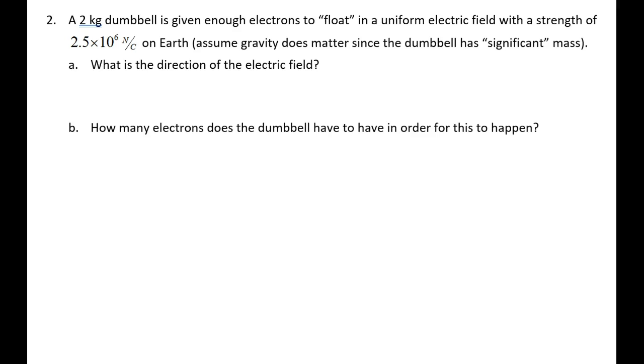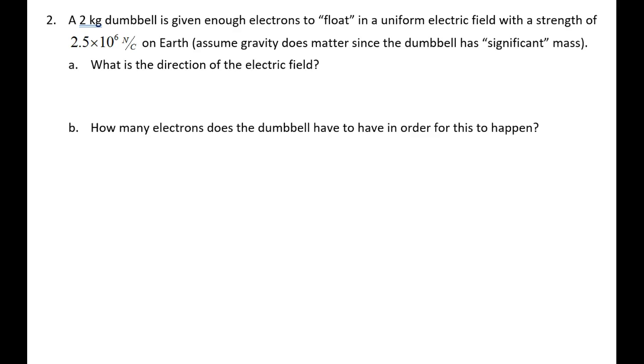So question number 2 says we have a 2-kilogram dumbbell. It's given enough electrons, so we've transferred enough electrons for it to float in a uniform electric field with a strength of 2.5 times 10 to the negative 6 newtons per coulomb on Earth. And then in parentheses, it says, assume gravity does matter since the dumbbell has significant mass.